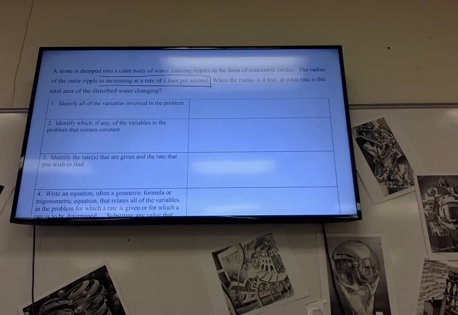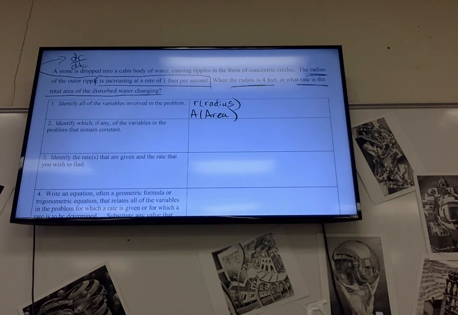Okay, so first, dr/dt is the rate of the radius. The radius is 4 feet, and we're trying to find the rate of the total area of the disturbed water, dA/dt. You don't have to put TA, it's just the area. So what are the variables? R for radius and A for area.